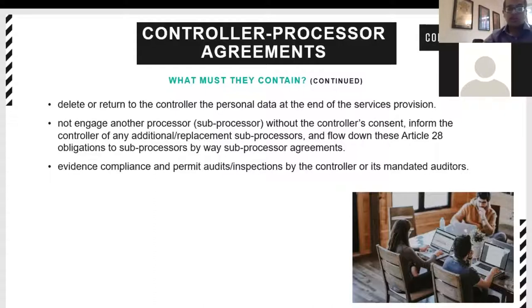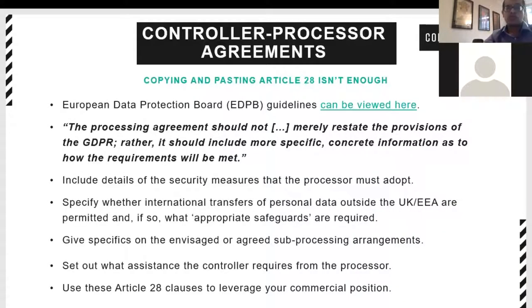So moving on to the next slide, often we've seen controllers and processors simply replicate the text of Article 28 itself into the contracts as a kind of copy and paste job, but we wouldn't advise this for two reasons. Firstly, in September, the European Data Protection Board, which regularly issues guidance and in certain circumstances, legally binding opinions on how to interpret the GDPR, published new guidelines for public consultation, and I've linked to that on the slide. And these guidelines stated, and I quote, "The processing agreement should not merely restate the provisions of the GDPR. Rather, it should include more specific, concrete information as to how the requirements will be met."